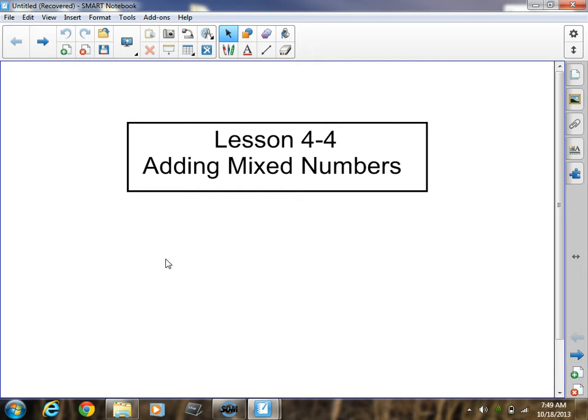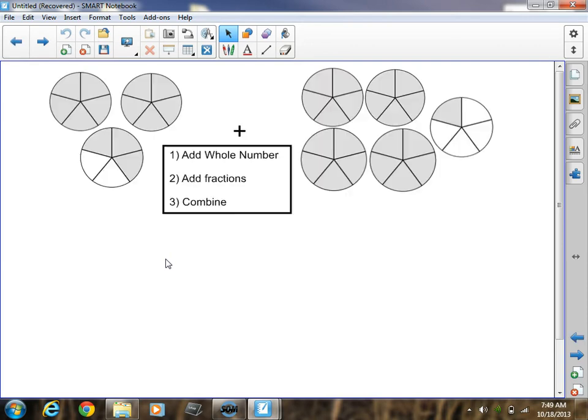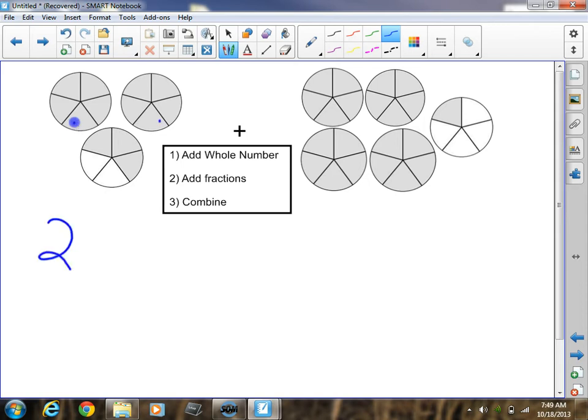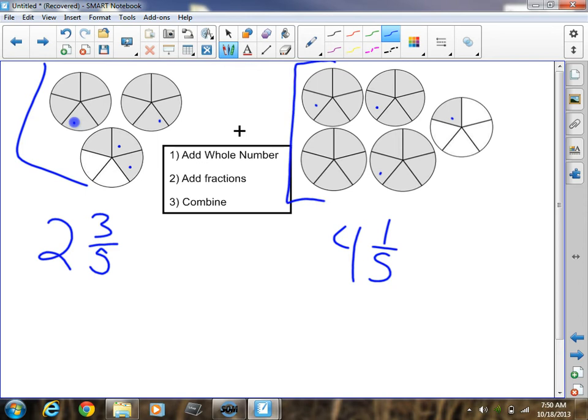Alright, let's get started. So now the first step is going to be actually pretty easy. We're going to start off with mixed numbers that have common denominators. So that's the easy part. So let's go ahead and name this right here. I see one whole, I see two wholes. So I have two wholes, and then I have 1, 2, 3 fifths. So this mixed number is going to be 2 and 3 fifths because I have two wholes and then 3 fifths. Now over here I have 1, 2, 3, 4 wholes and 1 fifth. So we would call this mixed number 4 and 1 fifth.